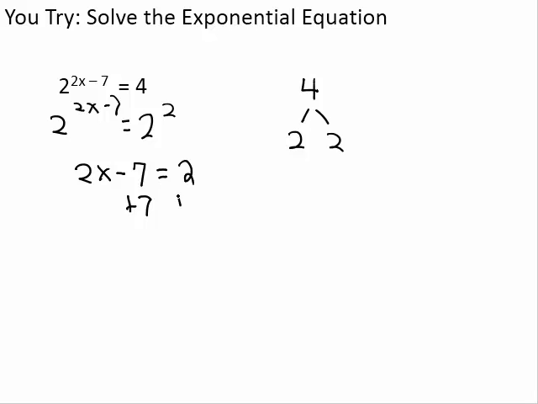We can solve this equation by adding 7 to both sides, giving us 2x is equal to 9, and then dividing both sides by 2. x is equal to 9/2.